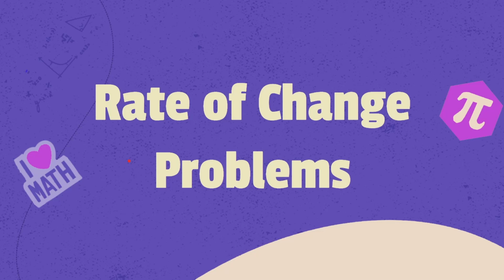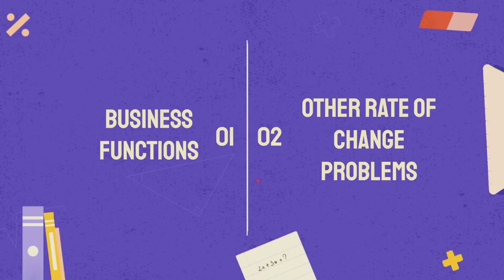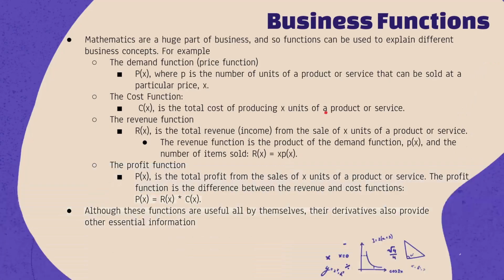As you might have noticed by now, derivatives and rate of change go hand in hand because the first derivative is literally just a rate of change problem. So on that note, we are going to cover business functions and then some other rate of change problems that are not that big, but I still want us to go over just in case they appear on your tests and stuff like that. So let's get started. So what are business functions?